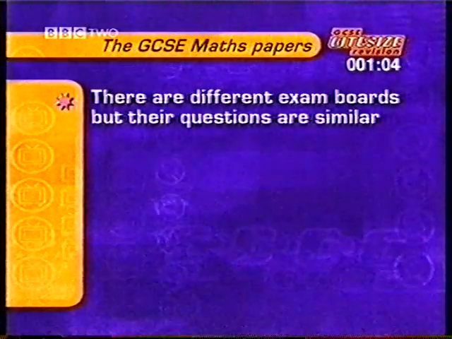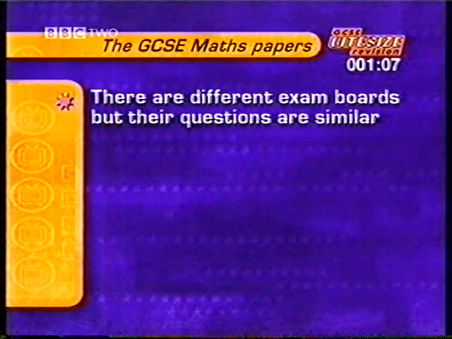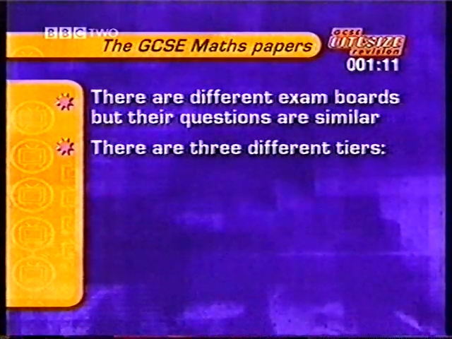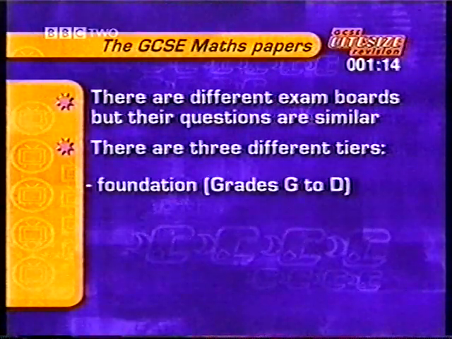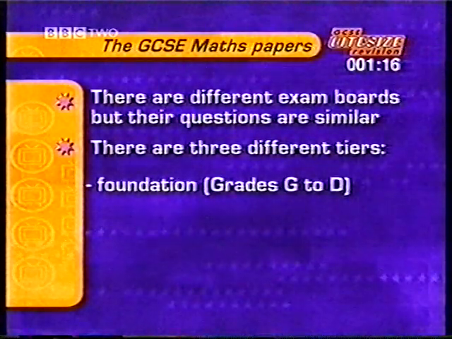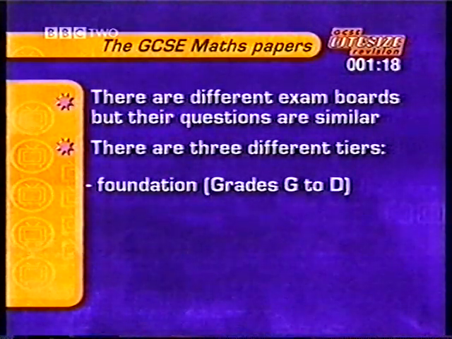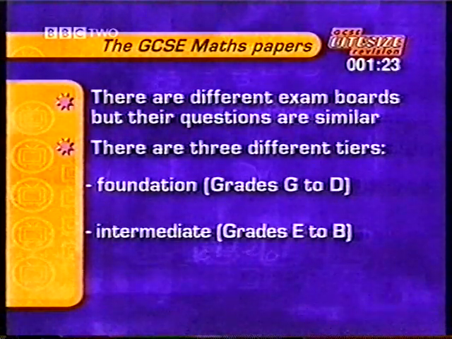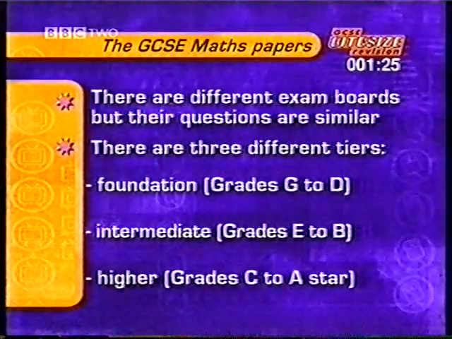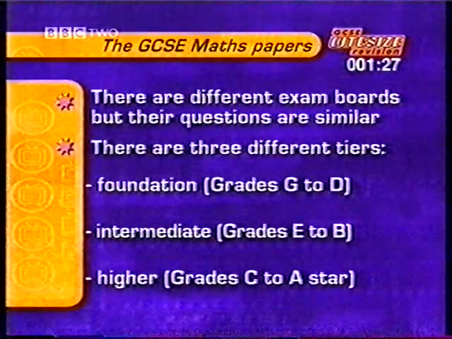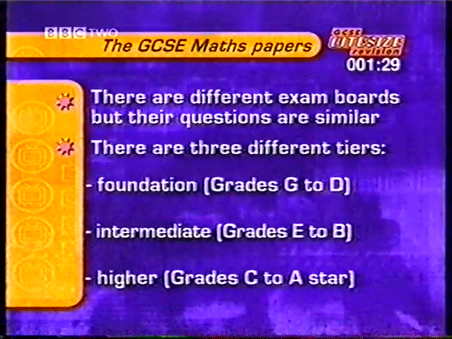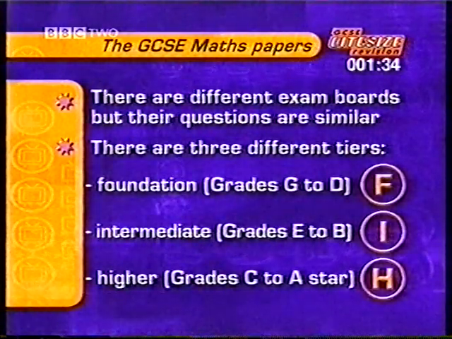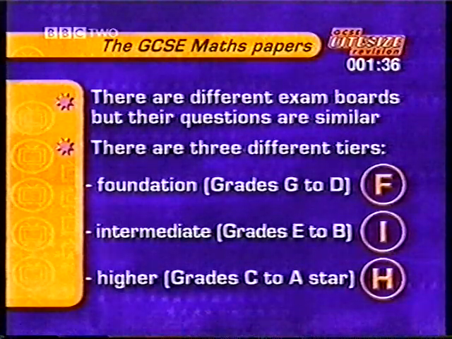There are several exam boards, but the questions will be very similar. Papers are set at 3 levels or tiers by all the boards. If you do the foundation paper, you can achieve from grade G to D. Intermediate covers grades E to B, and higher grades C to A star. Your teacher should have discussed with you which paper you're aiming for. During the programme, we'll add icons to show you which level we're aiming at.